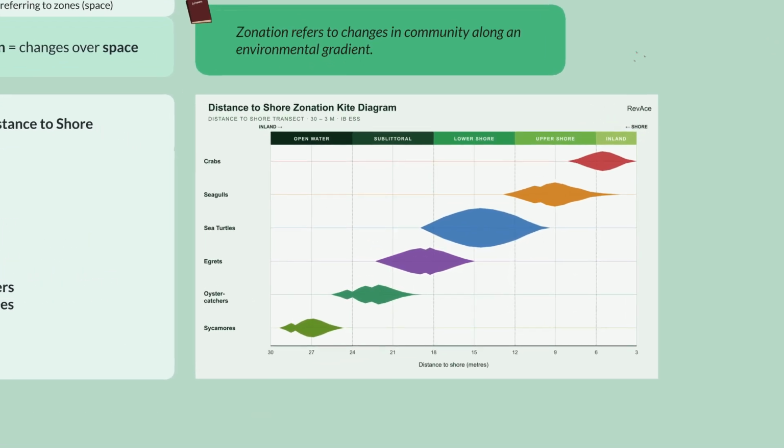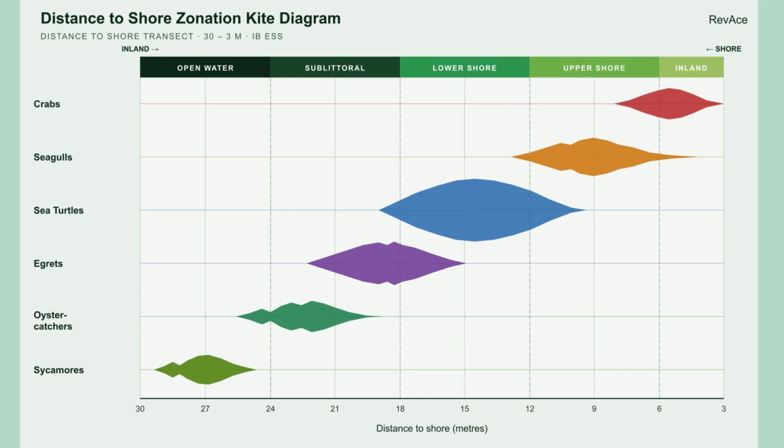So, this kite diagram shows the distribution of the community we just looked at. The x-axis shows the distance to shore in meters, with 3 meters being right at the shore. On the y-axis, you see the different animals listed, so those we saw in our beach example just now. We were able to see that as we get closer to the shore, so towards 3 meters away from the shore on the x-axis, different species are abundant. While sycamore trees in green are most abundant furthest away from shore, the crab is most abundant closest to shore from all the animals listed.